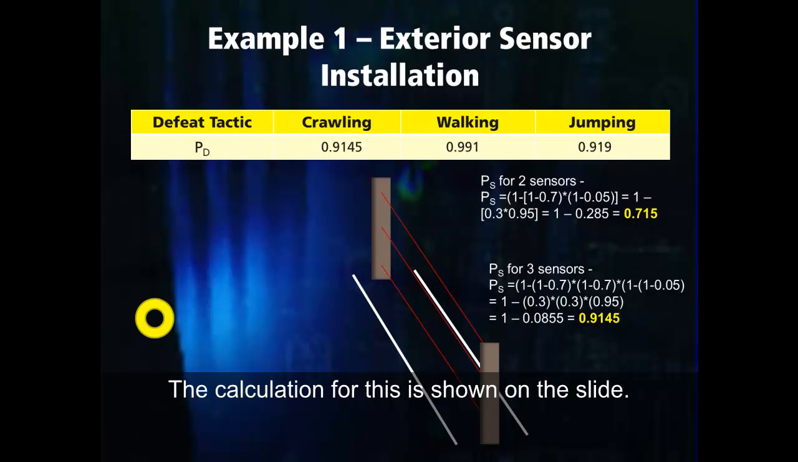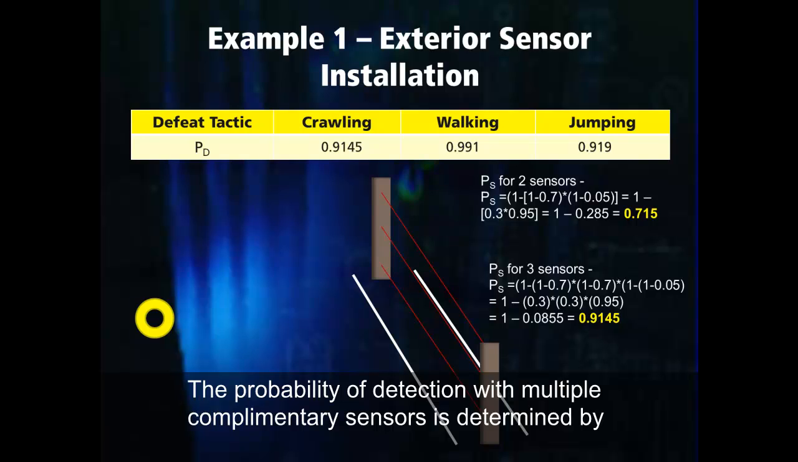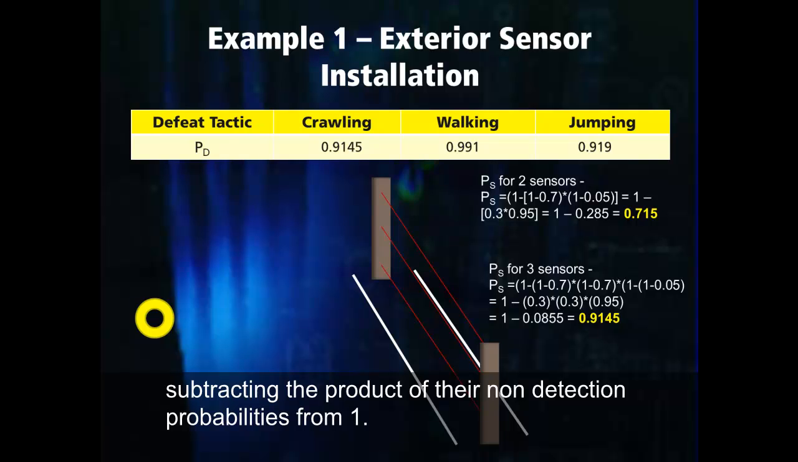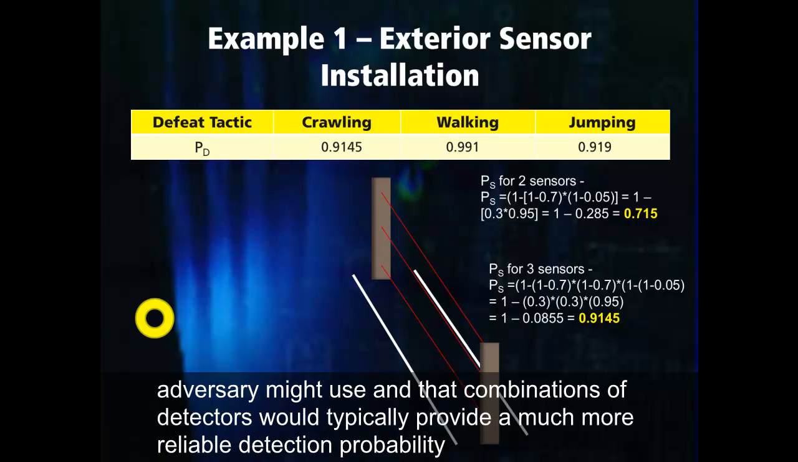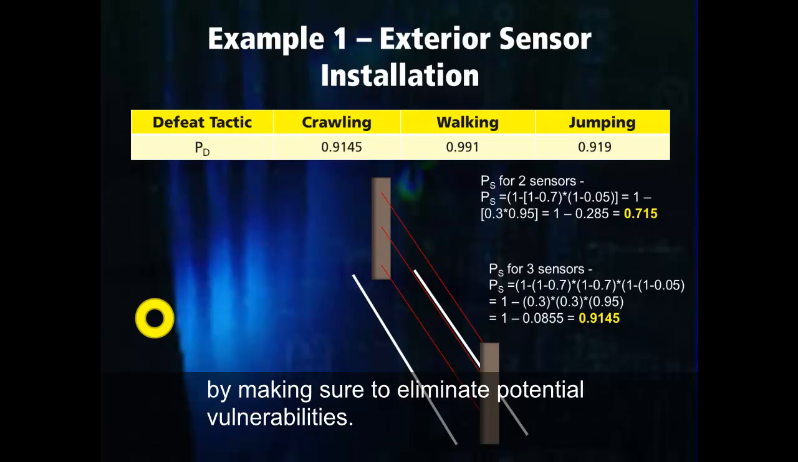The calculation for this is shown on the slide. The probability of detection of multiple complementary sensors is determined by subtracting the product of their non-detection probabilities from 1. It is important to keep in mind that there is rarely ever one single detector that can detect all of the potential entry techniques that an adversary might use, and that combinations of detectors will typically provide a much more reliable detection probability when making sure to eliminate potential vulnerabilities.